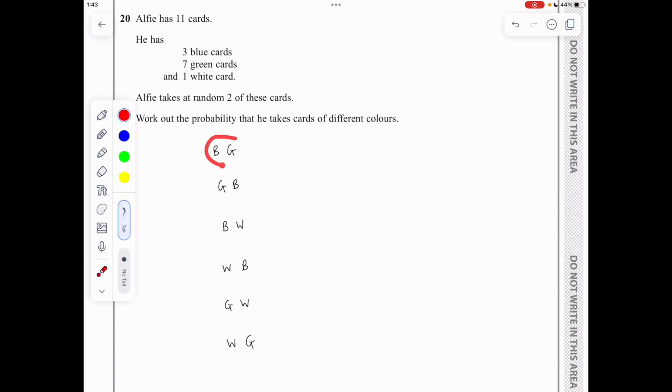So for a blue-green scenario, it's going to be 3 over 11 times 7 over 10, because the 11 becomes a 10 due to the fact that one of the cards has been removed. And this leads to 21 over 110. For the green-blue scenario, it's going to be 7 over 11 times 3 over 10, which leads also to 21 over 110. Moving on to the blue-white scenario, we've got 3 over 11 times 1 over 10, and this gives 3 over 110.